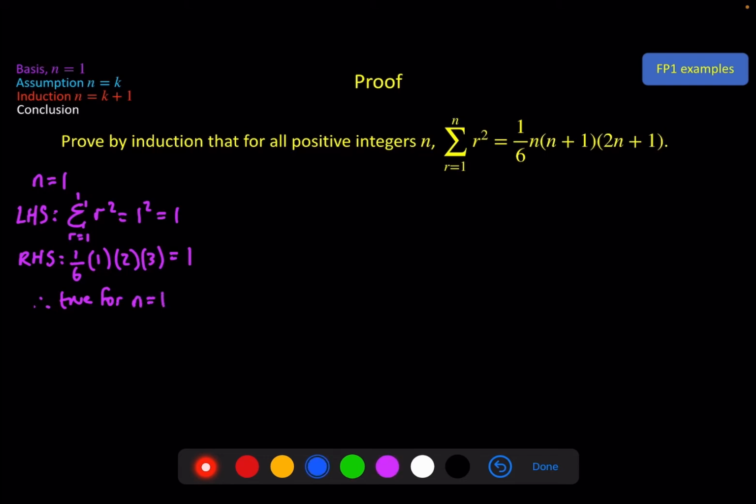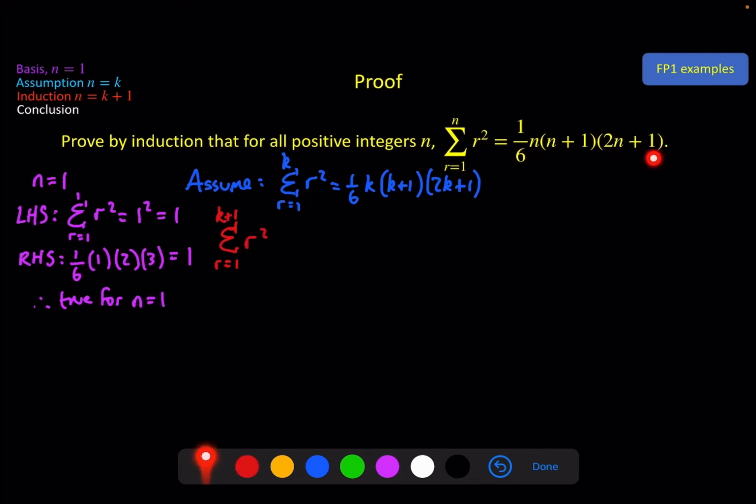Great. Now I'm going to assume it's true for n equals k. So the assumption is the sum from r equals 1 to k of r squared is equal to 1 over 6 times k times k plus 1 times 2k plus 1. And again, I'm going to use that assumption in the next step, which is the inductive step, proving that the sum from 1 to k plus 1 of r squared is equal to this thing, where the n will be k plus 1 instead of a k, as we had here.